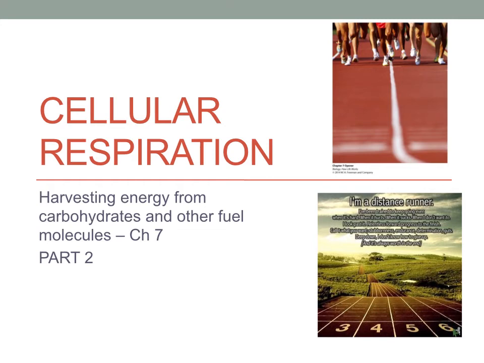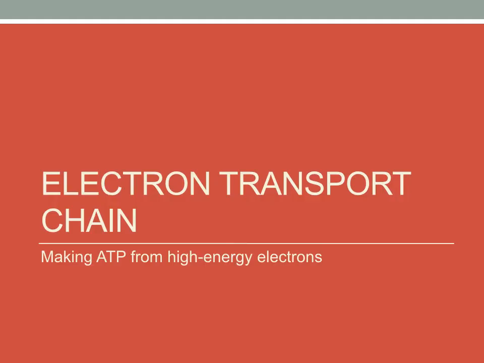Here is the second part of the slideshow about cellular respiration, our chapter 7. So we saw previously the glycolysis and the citric acid cycle. So now we will see the electron transport chain, or how you can make ATP from high energy electrons, and basically the electron carriers that will move these electrons towards the electron transport chain.